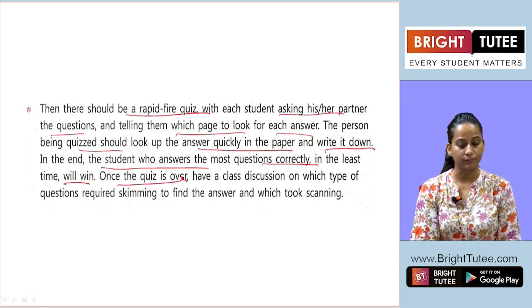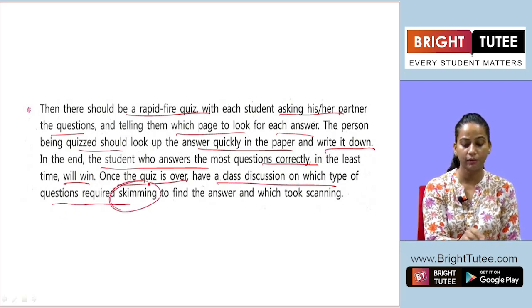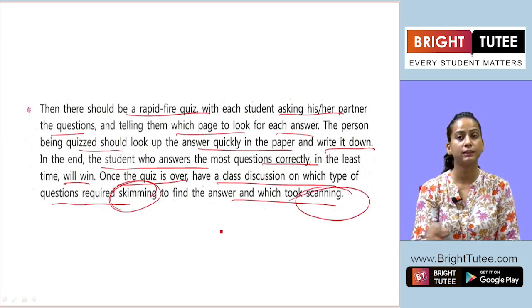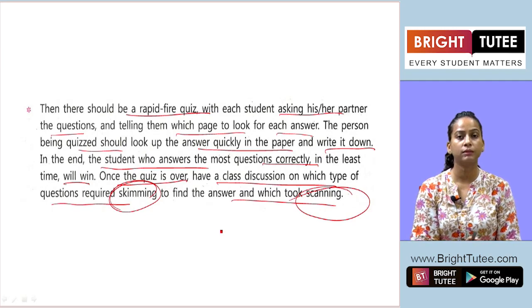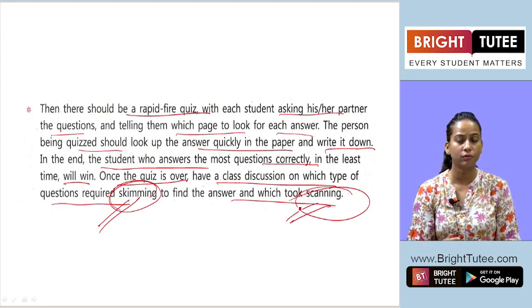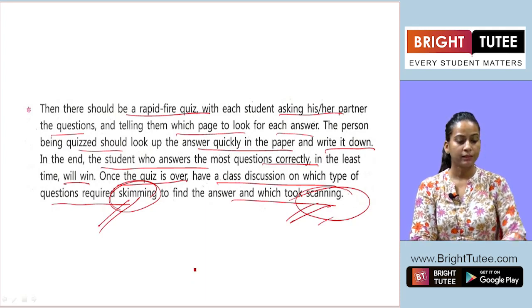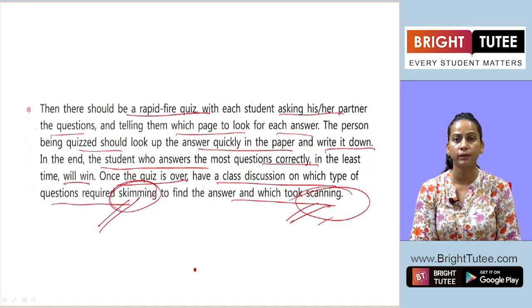Once the quiz is over, have a class discussion on which type of question required skimming to find the answer and which took scanning. When the activity is over, all the students discuss with each other which questions they used the skimming technique for, where only the main idea was required, and where the scanning technique was used just to get specific information. Clear? So this is one warm-up activity that we have taken based on your Unit 3.